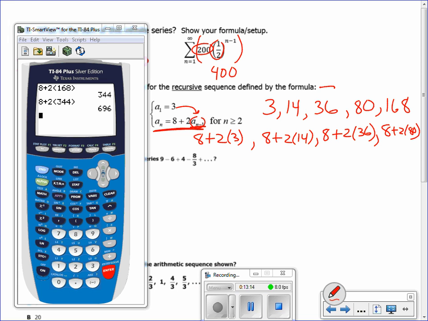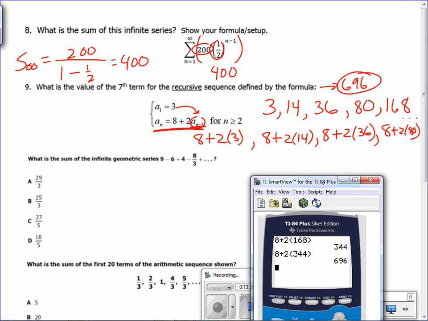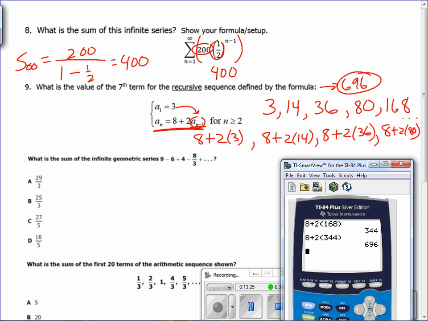So 696. All right, and we got that there on the board. You can write it down on your paper. All right, so sum of infinite geometric series. So there are those words again: infinite, geometric. So you got your sum to infinity.